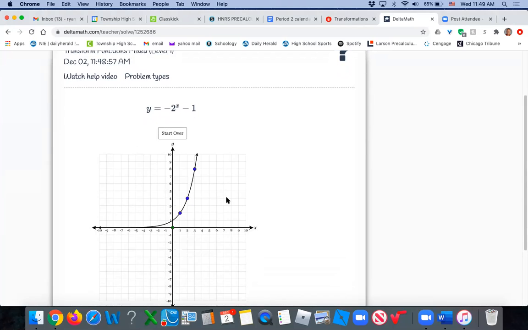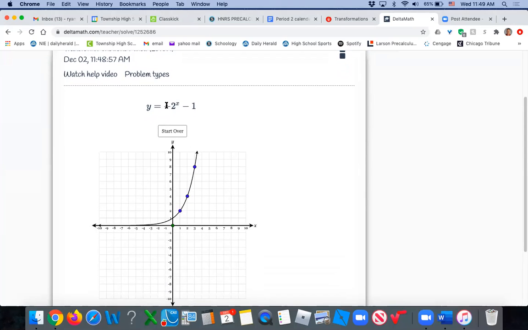All right, now this one's a little different. The difference is this negative sign here. That's going to be a reflection. So 2 to the x is what's given. That is our parent function. So in order, I'm going to reflect it. That's external, because if it was internal, it would be up in the exponent. So that negative is external. So that's going to reflect it over the x-axis.